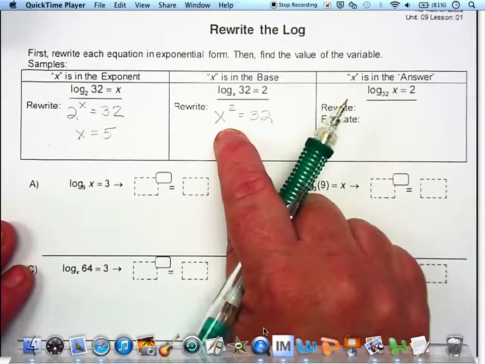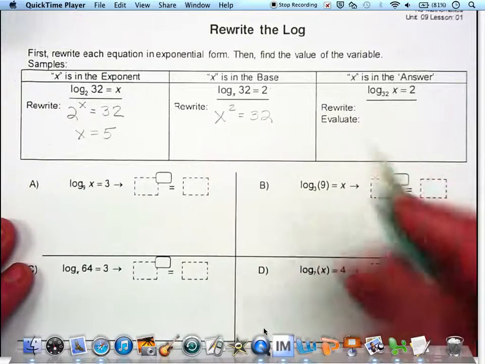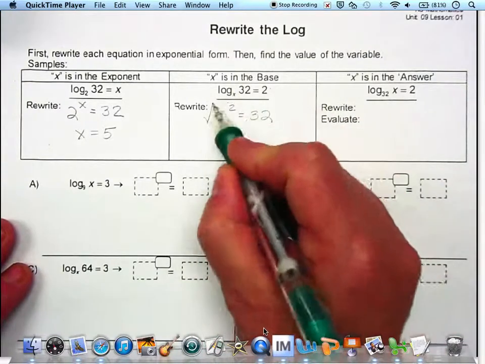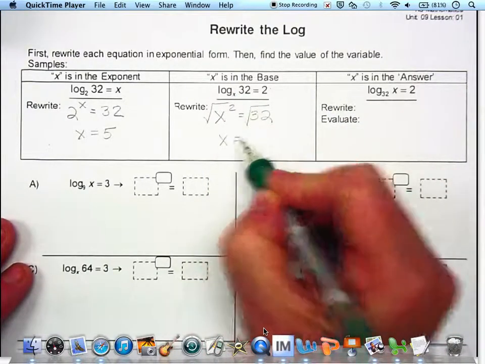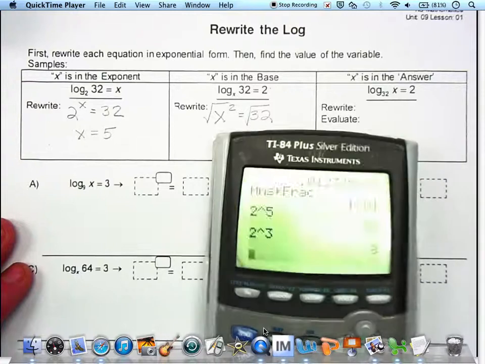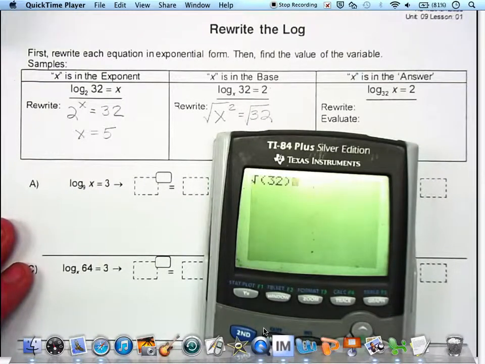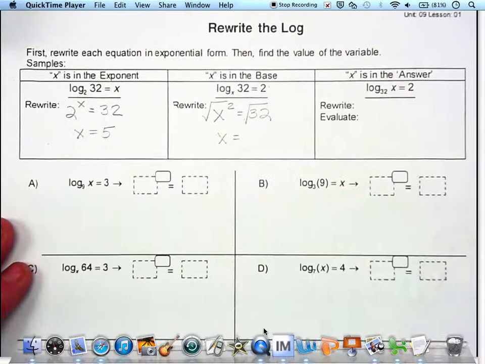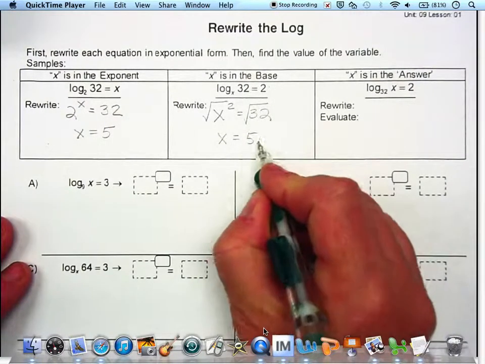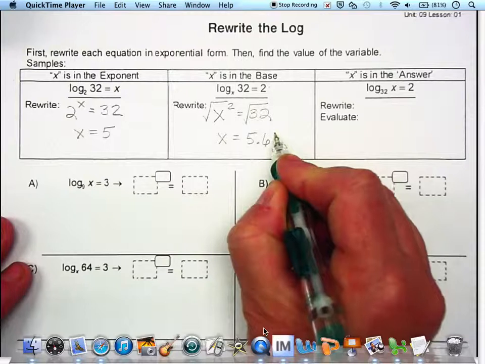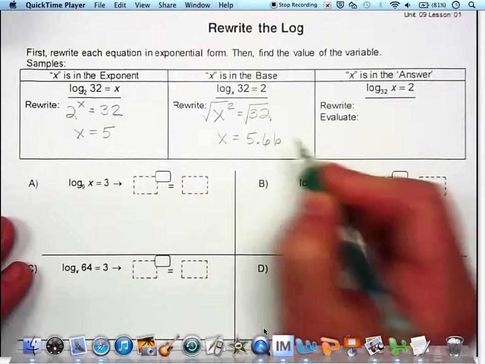How do you get rid of the squared? Use the square root. So let's square root both sides. So x equals, what's the square root of 32? 5.65. 5.66. Let's go with 5.66. Well, no, it was 5.656.